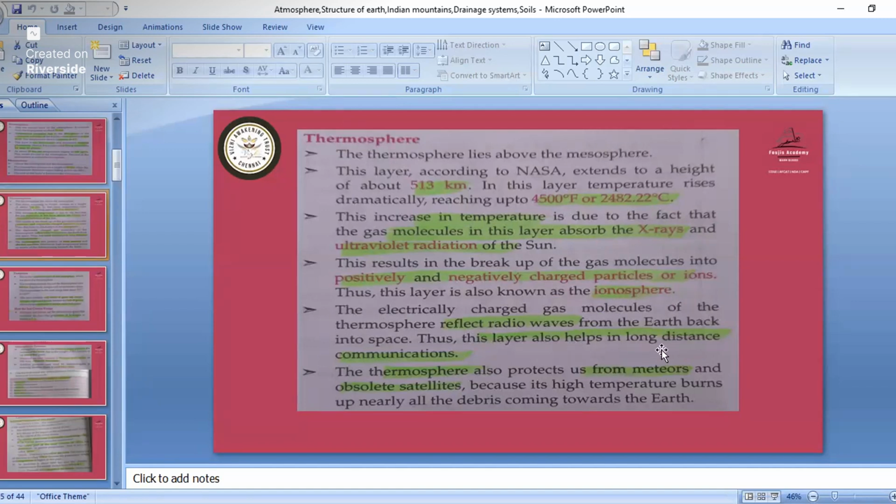Thus, this layer also helps in long distance communication. So if they ask about satellite communication and everything, that is the thermosphere. In this layer, this reflection of radio waves also takes place.